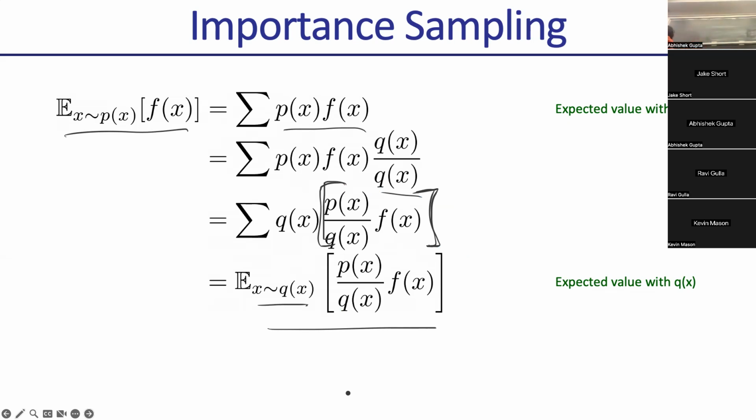So if I can compute P over Q, then I don't need samples from P, I just need samples from Q. But they're weighted samples. They're no longer F, it's F times a weight. That's the whole idea of importance sampling.